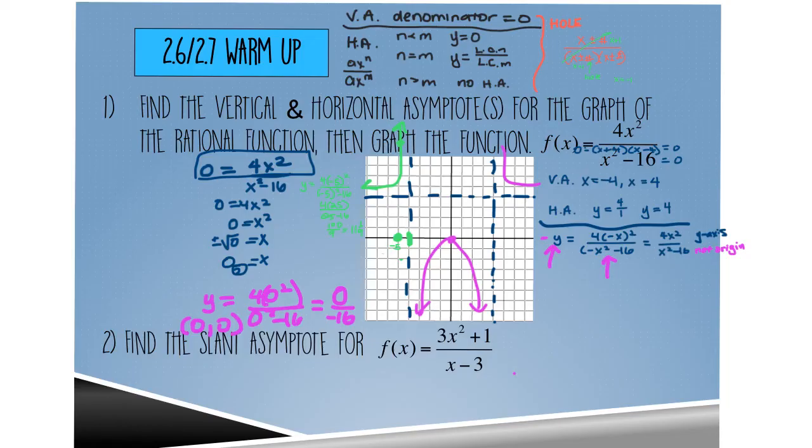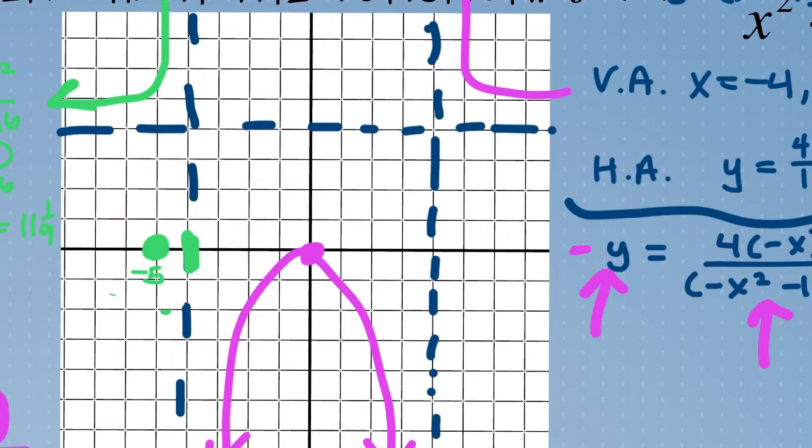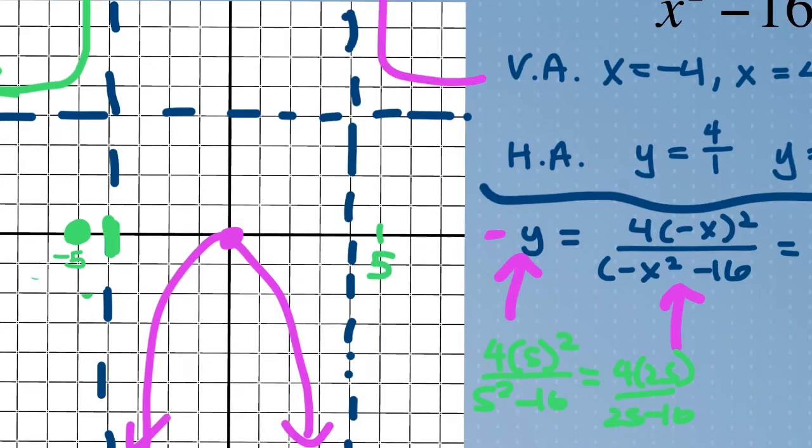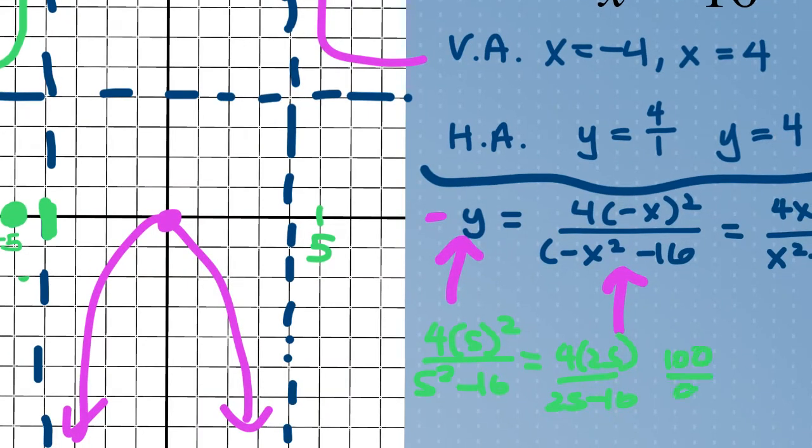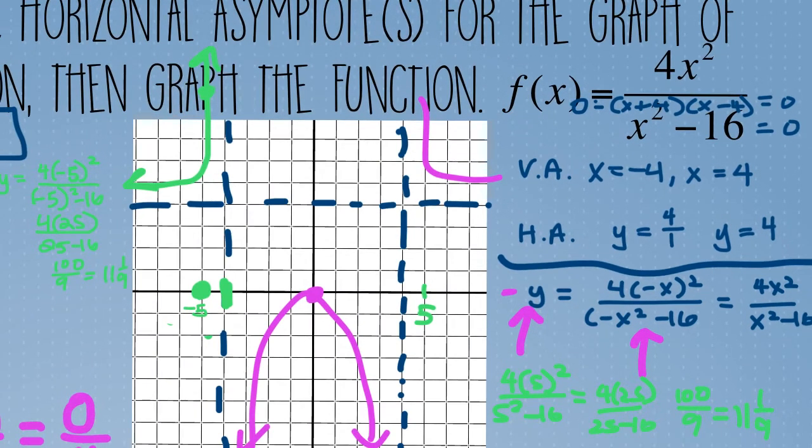Okay, so again, we're 100% sure about symmetry, but if this was a test, I'd be like 1,000% sure, right? You can double check by plugging in a point that's now to the right. So I would plug in +5, and I'd get 4 times 5 squared over 5 squared minus 16. 4 times 25 over 25 minus 16. And I get 100 over 9, which again is 11 1/9. Again, I'm up here, and again, I know my curve does that.